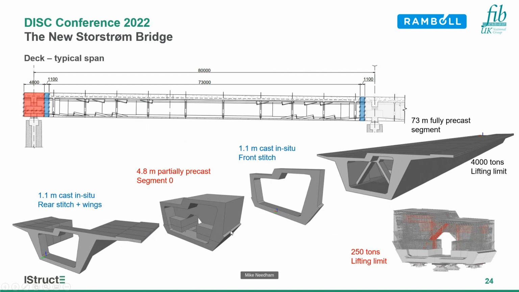On top of the pier head, there's a 4.8 meter partially precast, what we call segment 0, which contains the diaphragm. That's restricted by a 250-ton lifting limit, and so there isn't room to put the cantilevers on it when it's lifted in. So the rear stitch, when that happens, has to deal not only with stitching the girders together, but also has to include the cantilever sections.